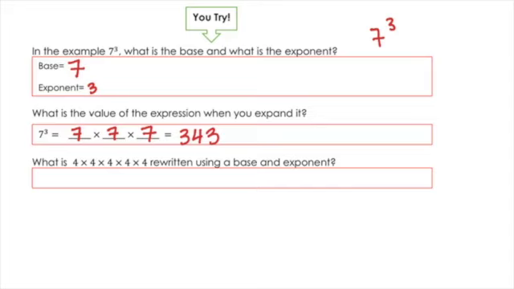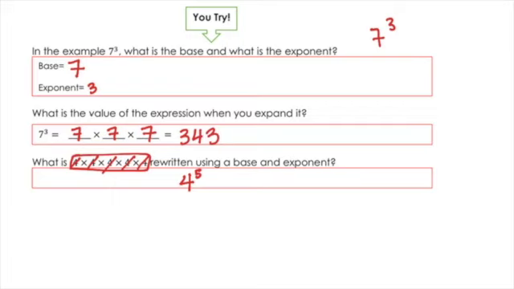Great. So if I rewrite this using a base and an exponent, well, 4 is the number that I'm multiplying over and over again, so 4 is my base, so that's the number that I'm going to write down first. And if I count how many times I'm multiplying 4, I can see 1, 2, 3, 4, 5. So that's 4 to the 5th power.